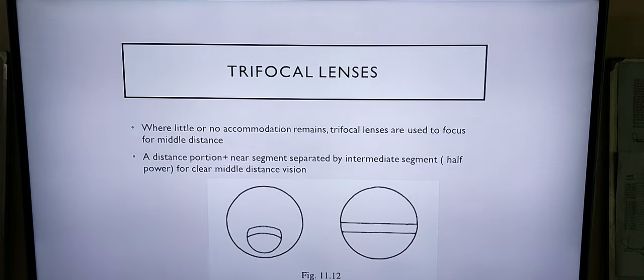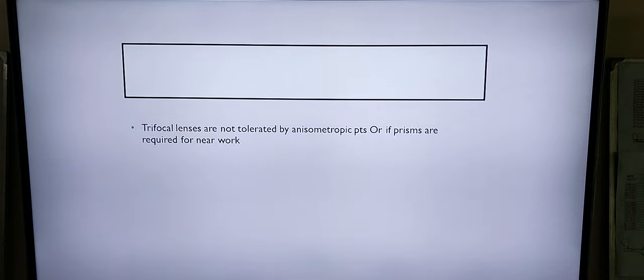Next topic is trifocal lenses. Normally, the mechanism of accommodation works with the distance portion, which provides good intermediate distance vision. But when there is little or no accommodation, then trifocal lenses are used to focus for middle distance. A trifocal lens has a distance portion and a near segment that are separated by an intermediate segment, which has half power for clear middle distance vision. Again, trifocal lenses are also not tolerated by anisometropic patients or in those patients where prisms are required for near work.